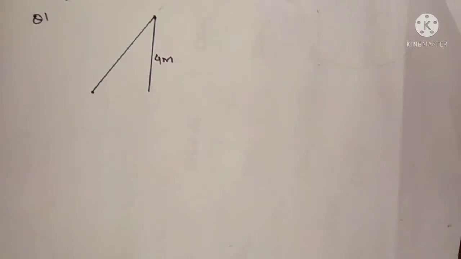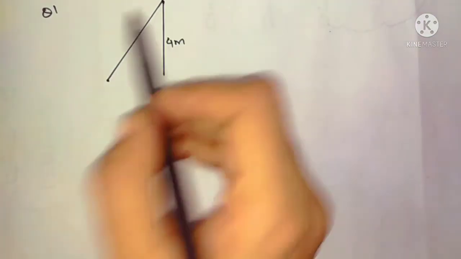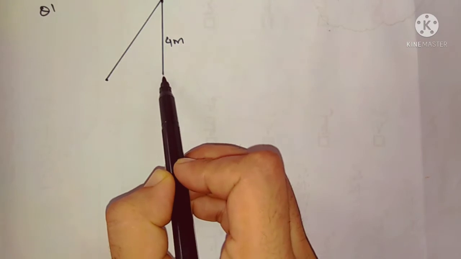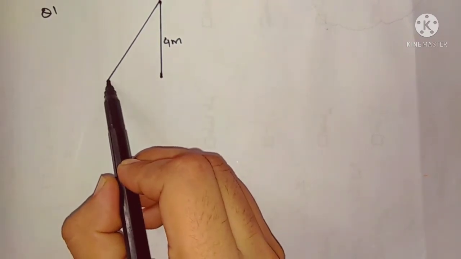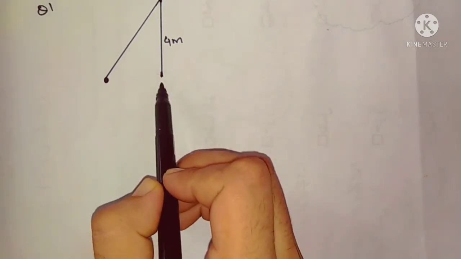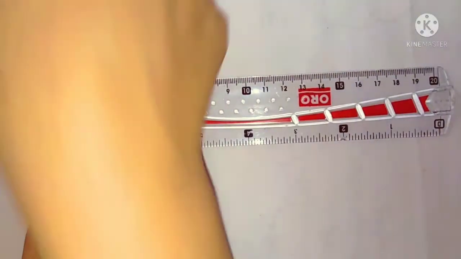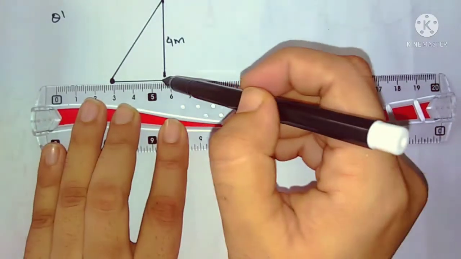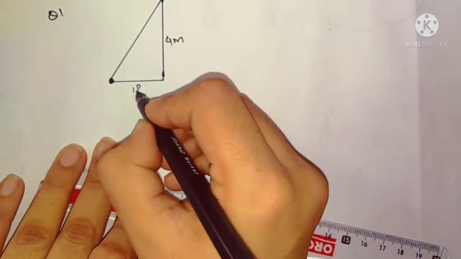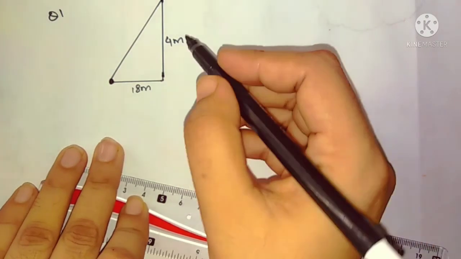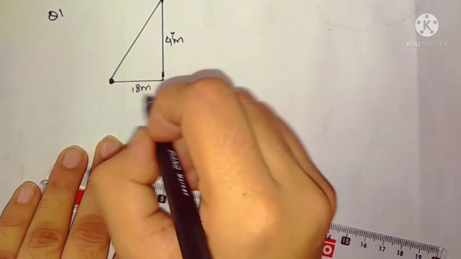And they are saying that on the level ground 18 meter from the foot of the post. So the cables are attached from the top of the post and 18 meter away from the bottom of the post. So this is the bottom of the post. So it means that the distance from the bottom of the post to the point on the level ground where the cable is attached is 18 meter. So this would be your base, and this is 18 meter. The perpendicular is 47 meter and base is 18 meter.